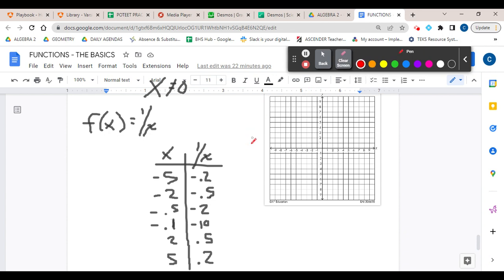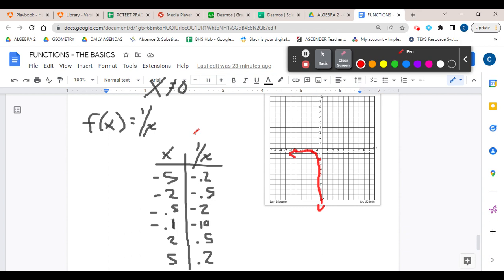I'm going to do it in red. So we have negative 5 and negative 0.2, which is right there. Next, we have negative 2 and negative 1/2, which is right there. And then we have negative 1/2, negative 2, which is right there. And we have negative 0.1 and negative 10, really close to the y-axis. But we see what these points do. I just chose those numbers off the top of my head. You could choose any x value you want that's not 0, and take 1 over that x value to get y.